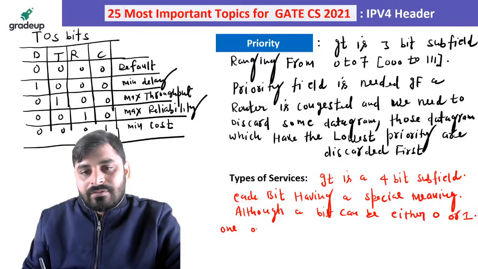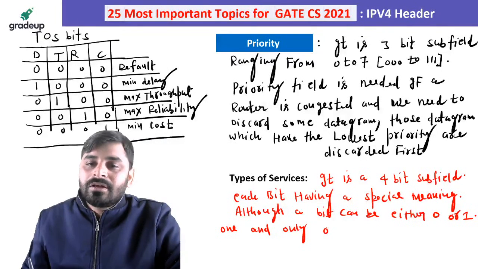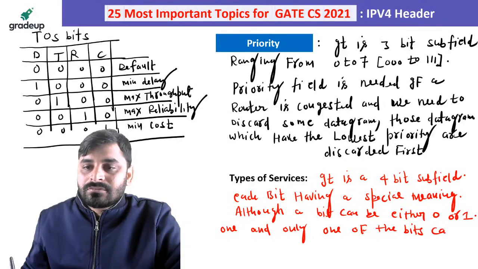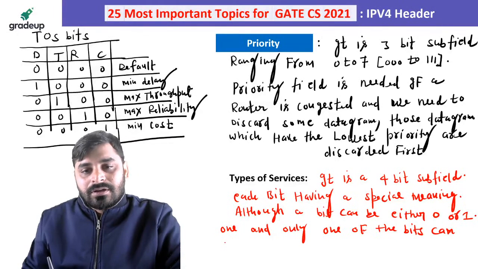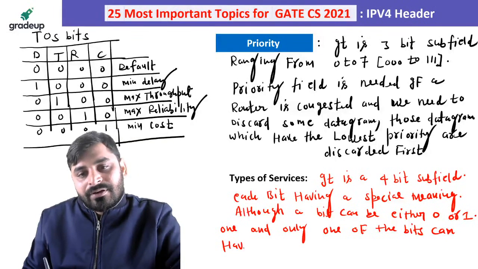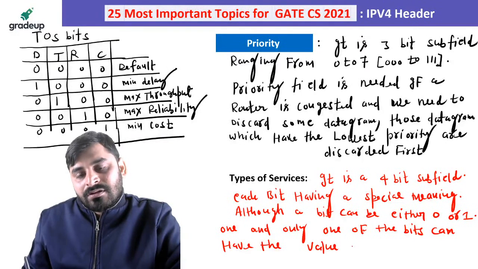One and only one of the bits can have the value 1 in each datagram.